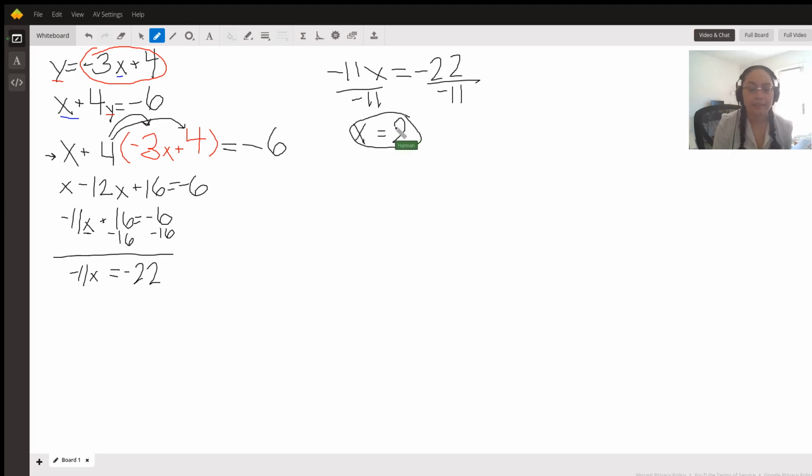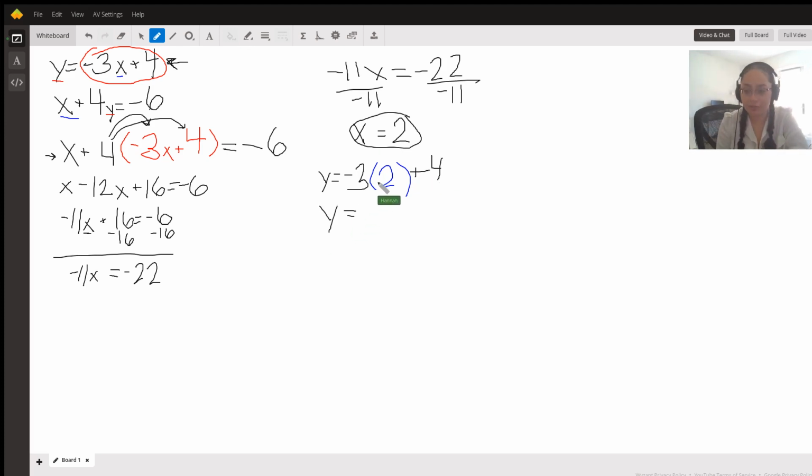Now that we have what x equals, we can plug that into either one of the equations to find y. I think that it would be easier to plug it into this first equation because then we don't have to isolate the y. It's already isolated for us. So let's write out this equation, but just replacing this x with what we found, which was 2. So y equals negative 3 times 2 plus 4. So now we can just solve as normal.